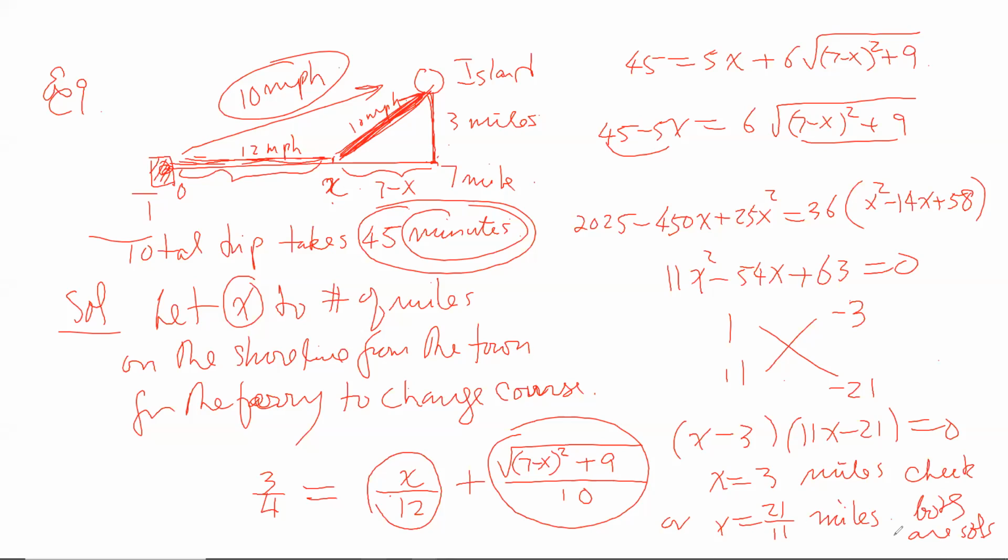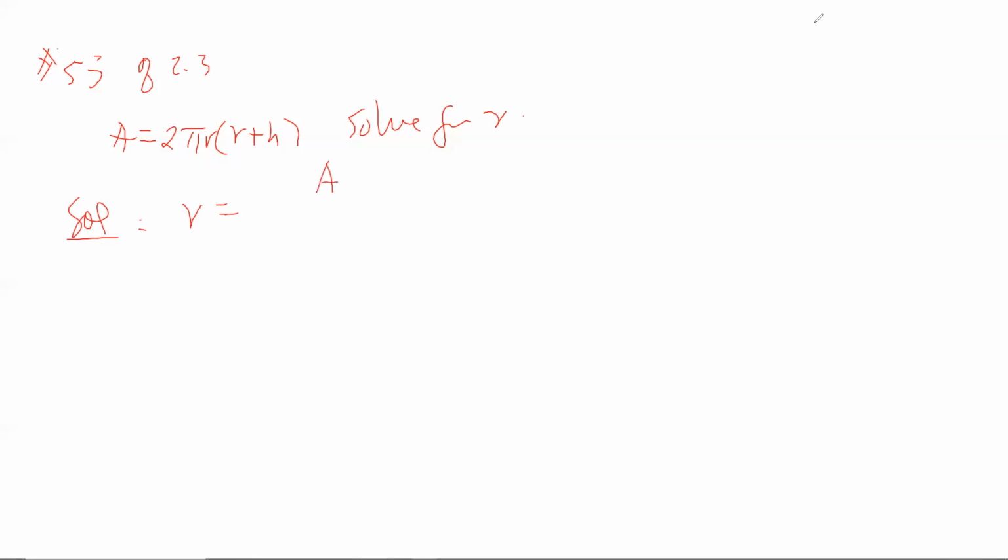Okay, I want to go back to section 2.3 where people had trouble solving equations with letters. So these are some problems from it, this is number 53 in 2.3. A equal to 2 pi R times R plus H. We want to solve for R, right? And people did all kinds of things. You see, this is what people do, okay? R equal to A over 2 pi R plus H. Is this a correct solution?